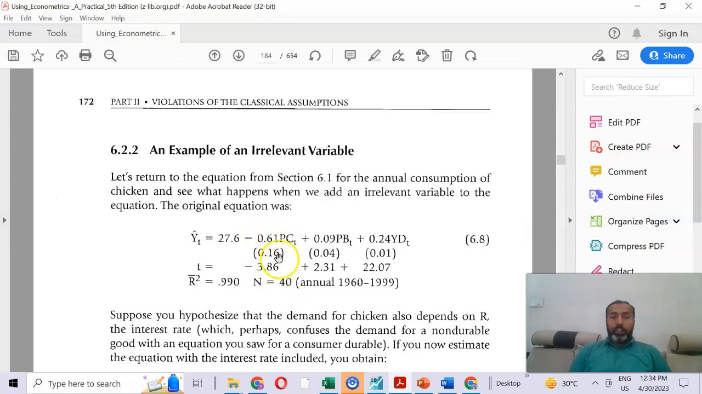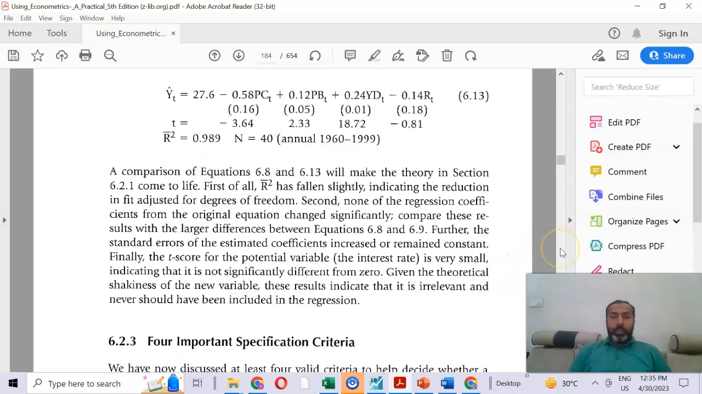No theory supports its existence in the regression equation. Note the t statistic of PC is 3.86, PB is 2.31, and YD is 22.7. And when we include this variable R in the regression equation, because it does not have theoretical support and should not have been included in the regression equation, but we included it. Now see the t statistic 3.84. Its t is insignificant. Adjusted R square has also decreased.